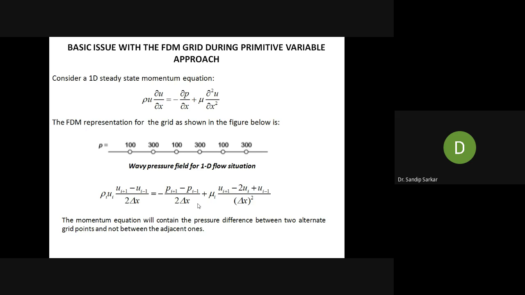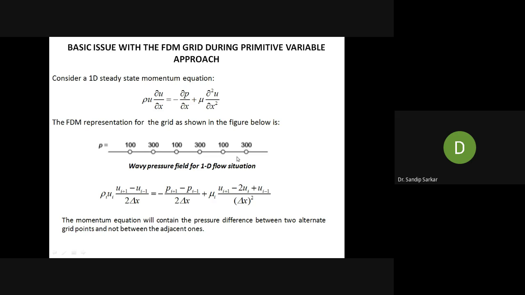Now, in any one-dimensional flow situation, suppose you have a wavy pressure gradient. At some point pressure is 100, another point is 300, the next point is 100, another point is 300, the next is 100, another is 300. This is very practical. In practical applications, one may come across this kind of wavy pressure gradient in the flow domain. So if there is a wavy pressure gradient in the flow domain, what will happen?